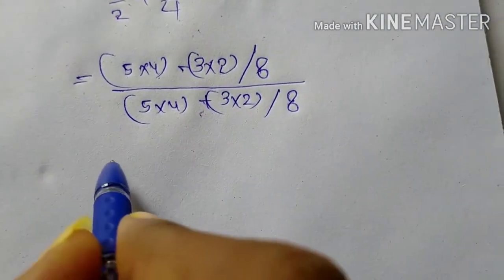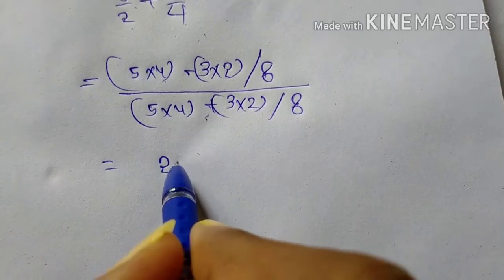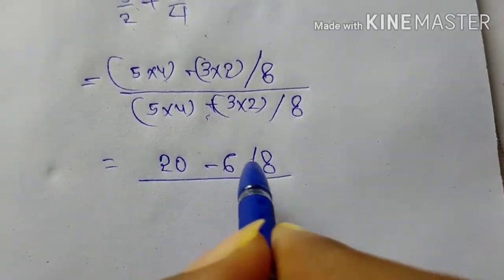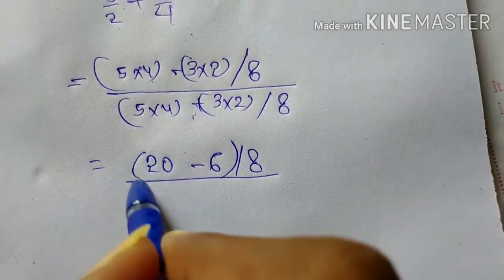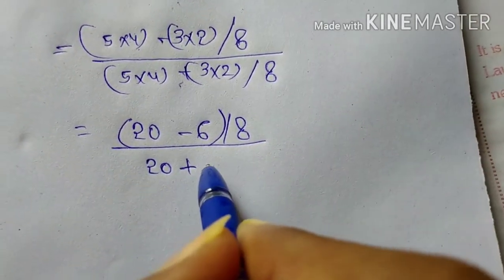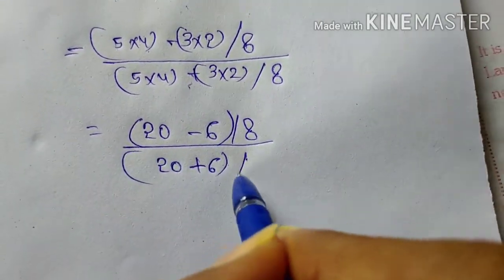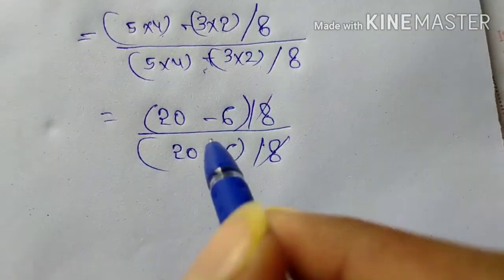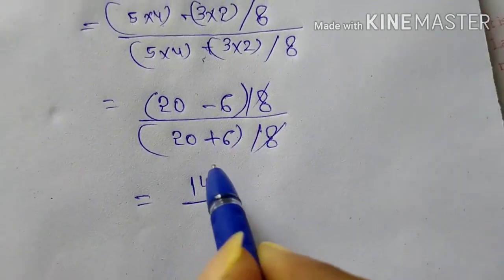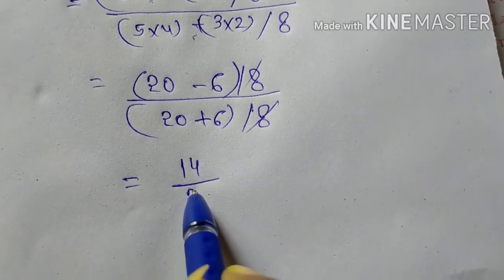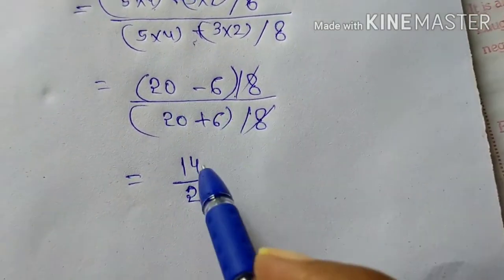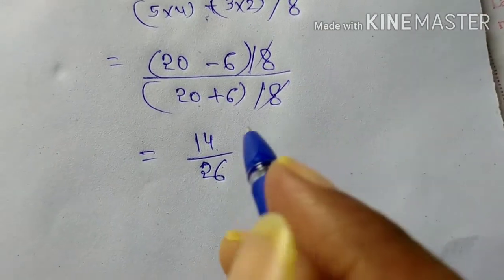In the next step you can write here 5 into 4 is 20, 3 into 2 is 6, by 8. See here this is all one number only. 20 minus 6 by 8, divided by 20 plus 6 by 8. Here the 8s cancel. Next, 20 minus 6 is 14. 20 plus 6 is 26. Is it okay?